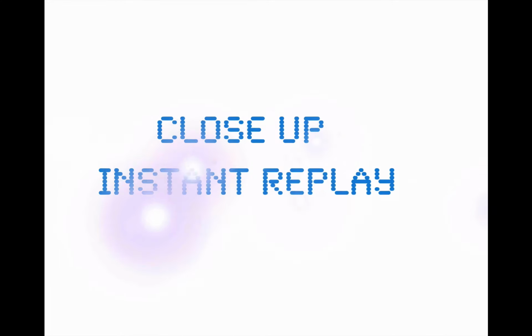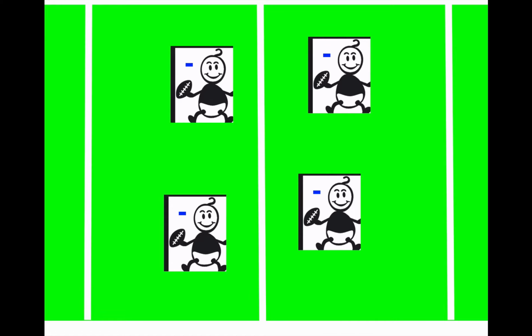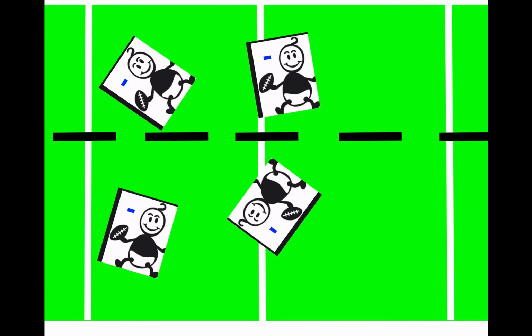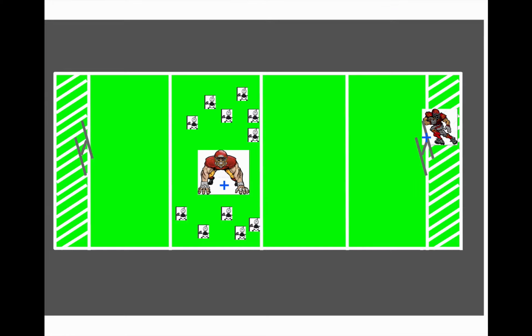So if I'm looking at a close-up instant replay, here are my little electrons. Here comes the path of the alpha particle, and when it whips through, there is no deflection. These little electrons can't deflect that huge alpha particle off its path. So it whips through the gold foil, hitting nothing.